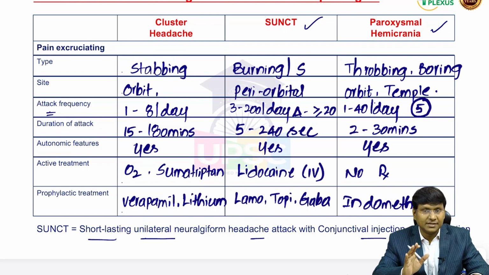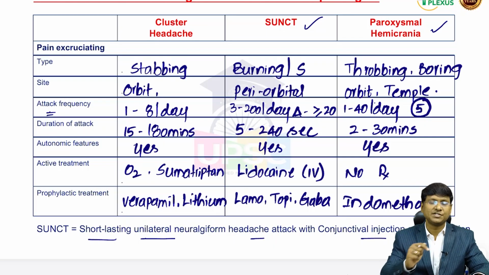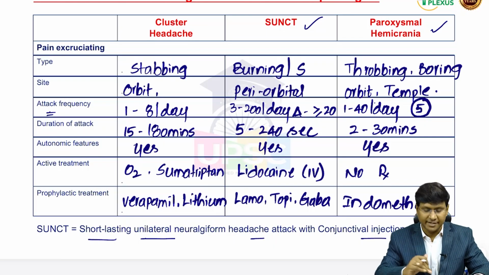So this is about the various types of headache, where we have discussed the migraine, then the cluster headache, then tension headache, and then we have given a comparison of SUNCT, paroxysmal hemicrania as well as the cluster headache. So this was the question related to the topic of the headache.